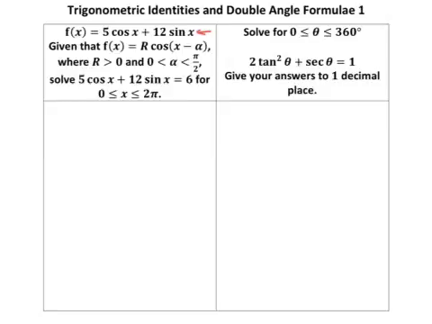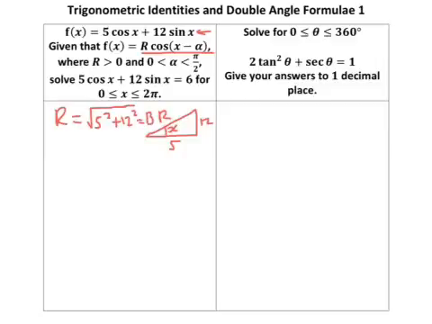Now we've got 5 cos x and 12 sin x, and we've got to write that in this form. Now r is always found using Pythagoras, because essentially what you've got here is a right-angled triangle, where the cos bit is along, and that's the 12. Now r is going to be the square root of 5 squared plus 12 squared, which is 13. So that's nice and easy.